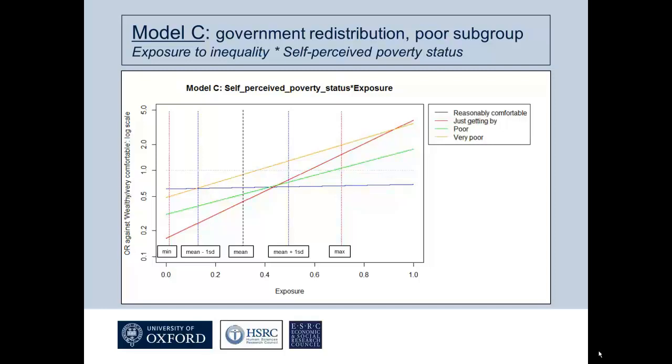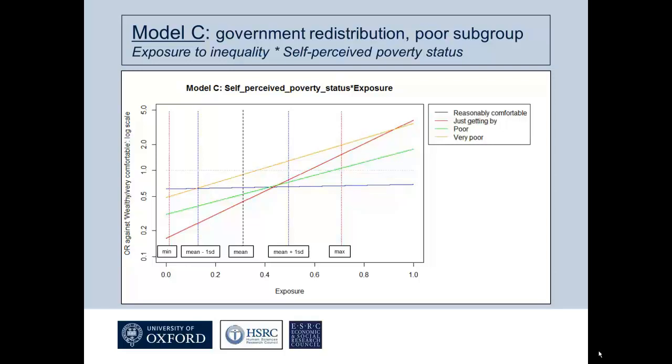The categories of self-perceived poverty status that are being compared against the reference category are reasonably comfortable, just getting by, poor, and very poor. In terms of self-perceived poverty status, at the mean exposure of the poor level, people who regard themselves as just getting by or as poor are significantly less supportive than people who regard themselves as being wealthy or very comfortable of the notion that the government is responsible for redistributing income from those with high incomes to those with low incomes.